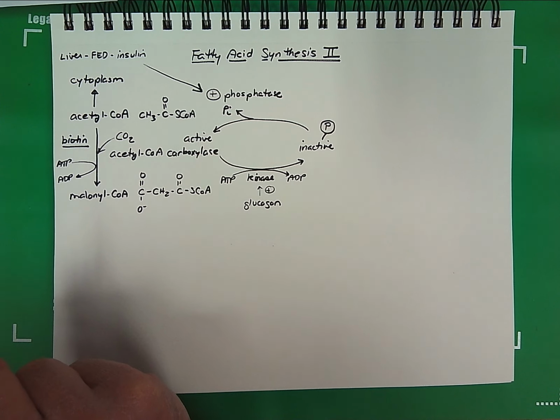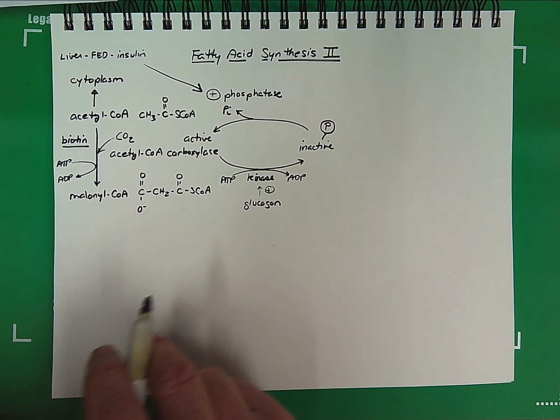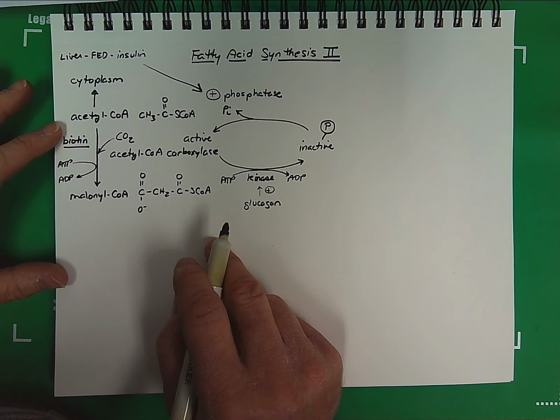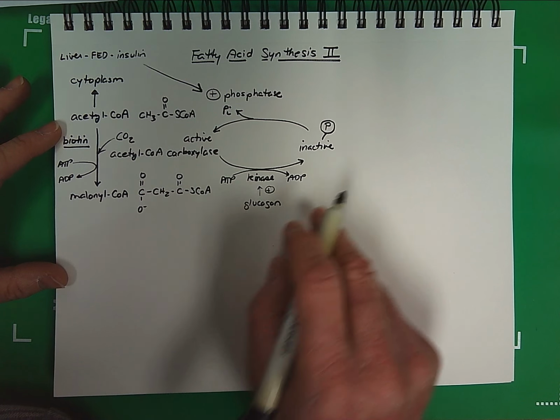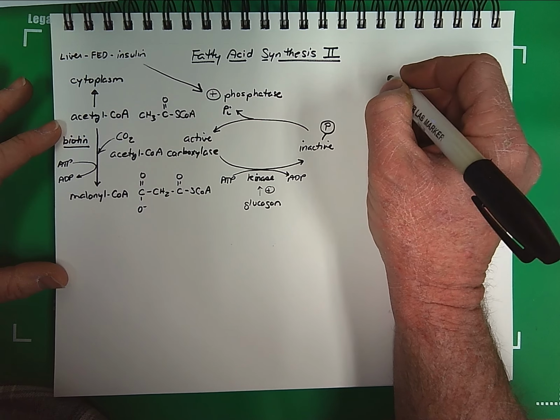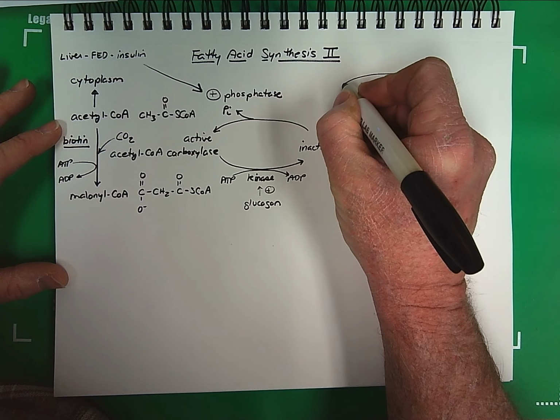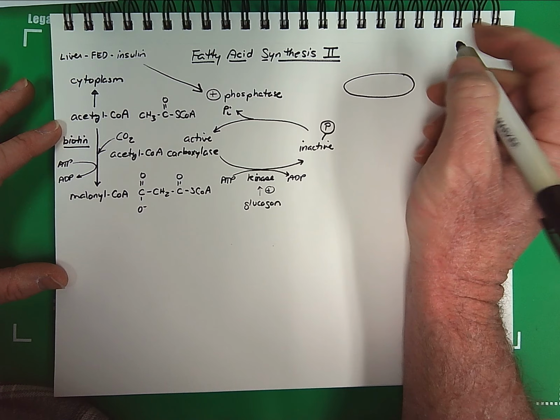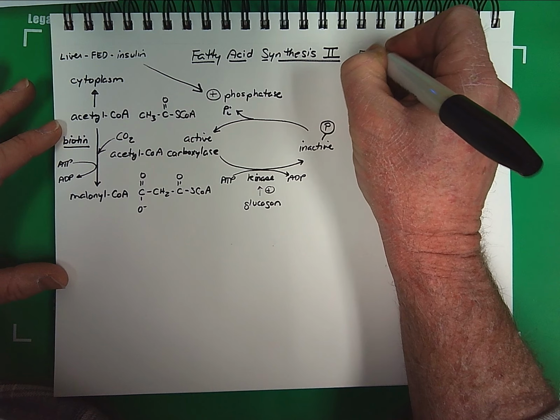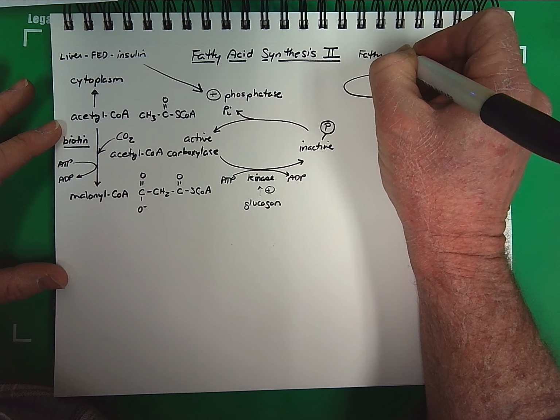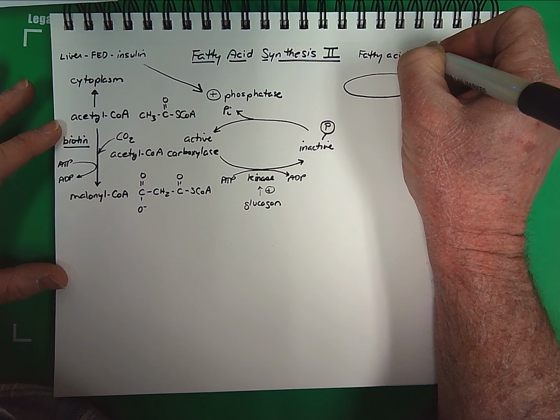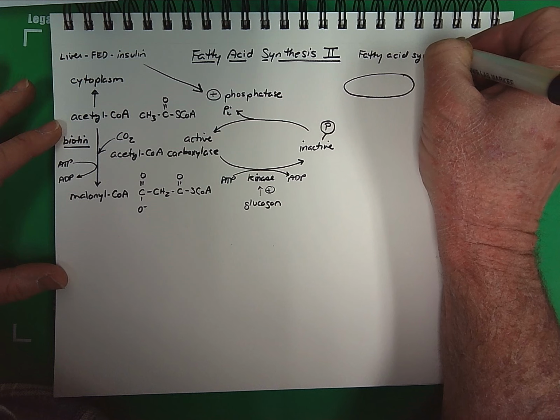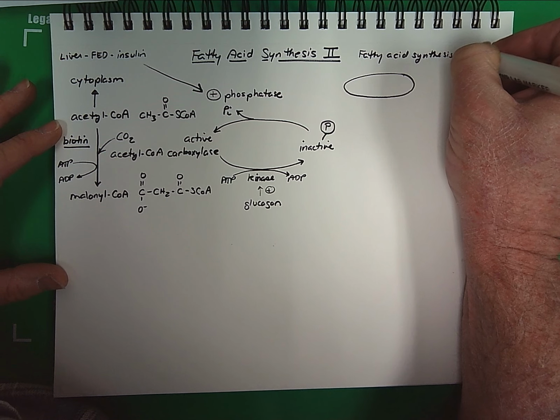Now the next step is, we have malonyl-CoA. Now we are going to perform our series of reactions to generate a fatty acid. So what we have to look at now is a very large molecular complex, which is called the fatty acid synthesis complex.